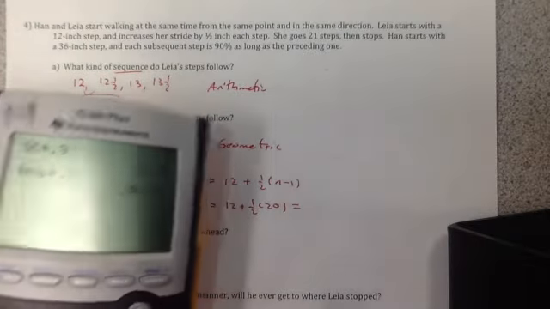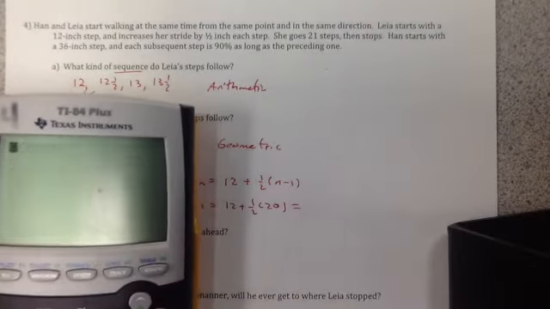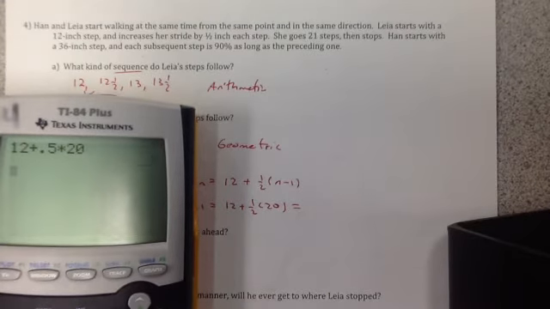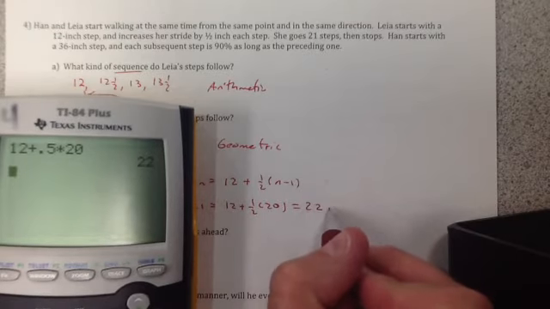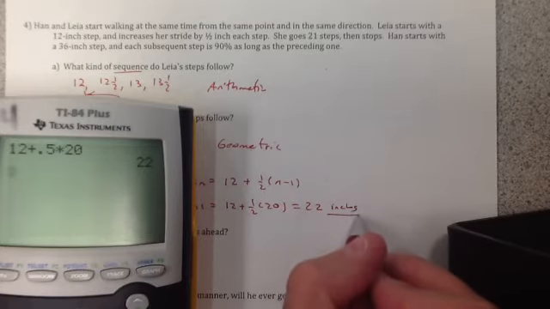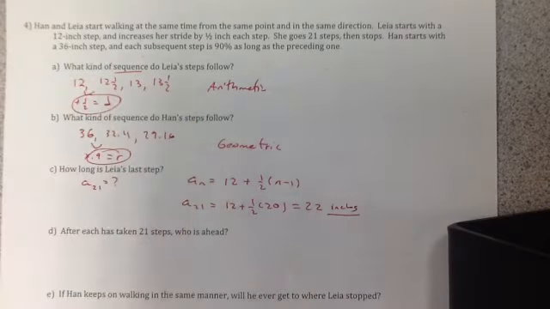And I'm just going to type that in my calculator, although it's not too hard. We could probably do that in our head. 12 plus 0.5 times 20, and we get 22 inches. So her last step is 22 inches.